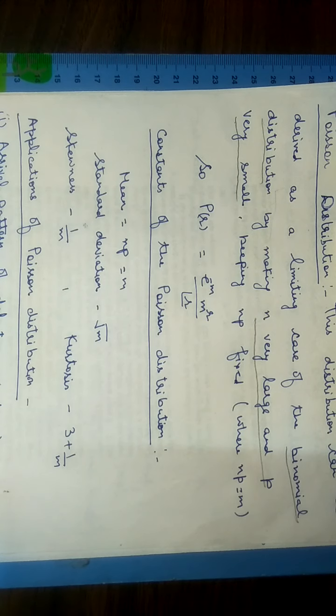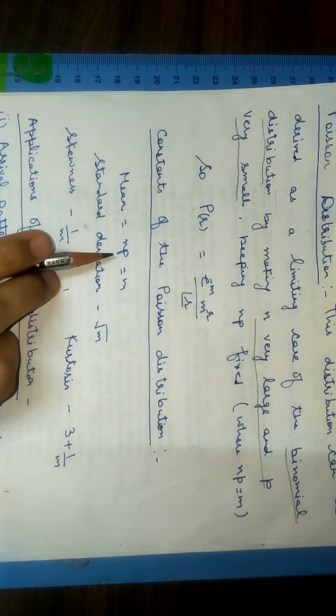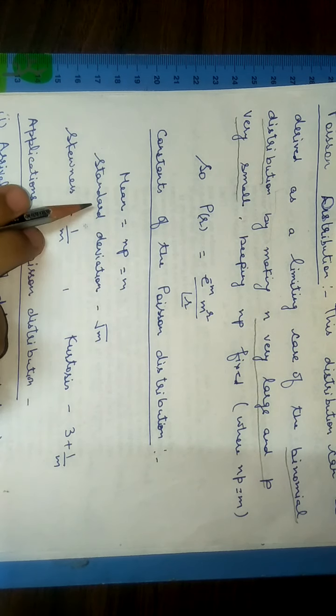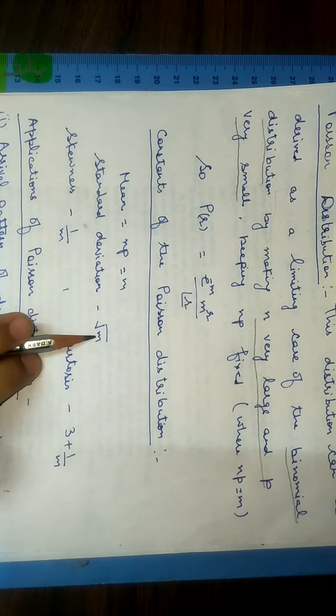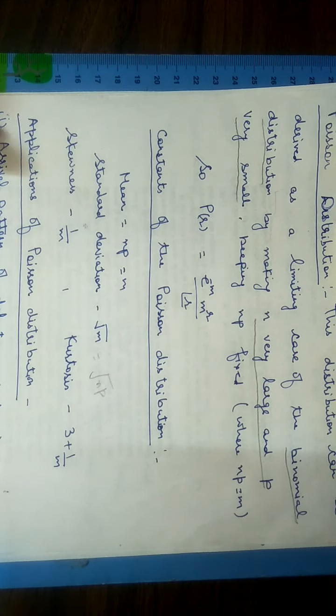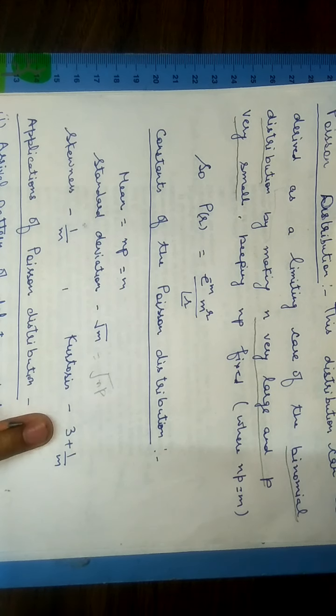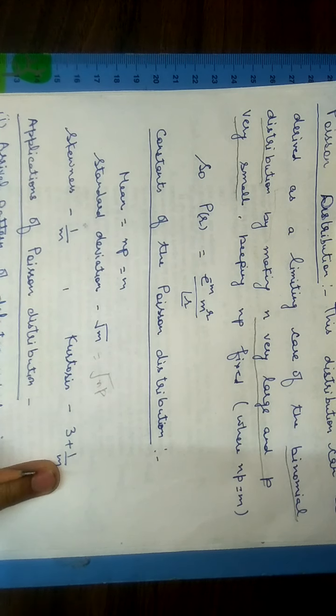Next is constants of Poisson distribution. Mean, that is np equals m. Standard deviation equals root m, that means root np. Skewness is 1 by m. Kurtosis is 3 plus 1 by m.